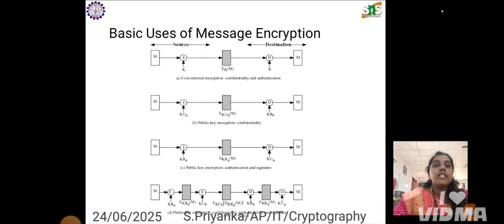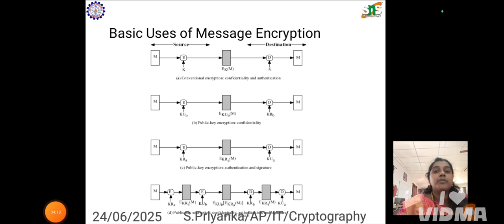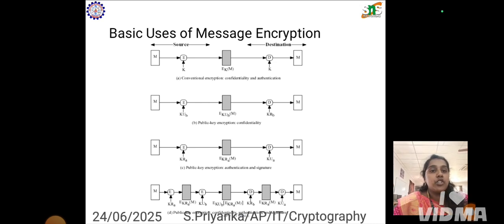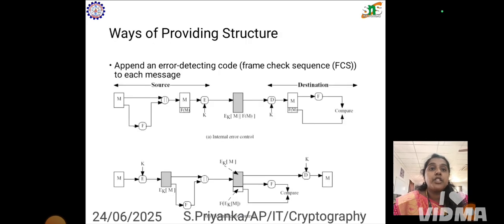Here come the basic uses of message encryption. First is conventional encryption, that is confidentiality and authentication. Next is public key encryption, that is confidentiality. Next is public key encryption, that is authentication and signature. And then finally, public key encryption for confidentiality, authentication and signature. These are all the four uses of message encryption.